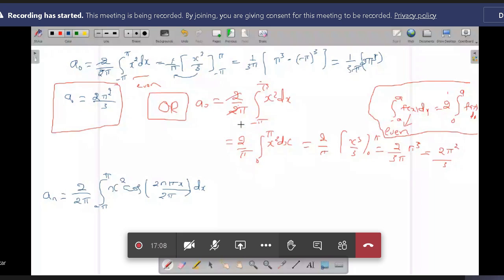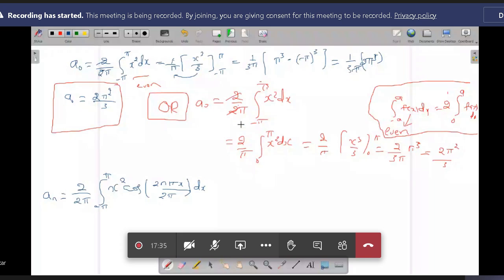Correct. If you cancel, okay, I will write one more step. It is 1 by pi, integration from minus pi to pi of f of x dx. This is what I mean, f of x is x squared. So this is what you will actually get after the cancellation of 2, x squared dx.